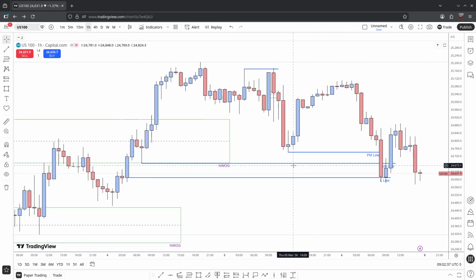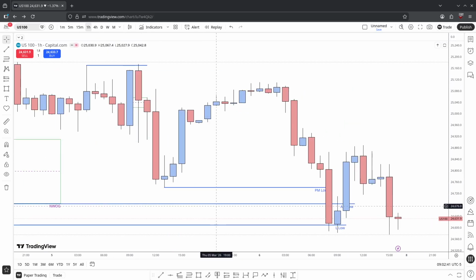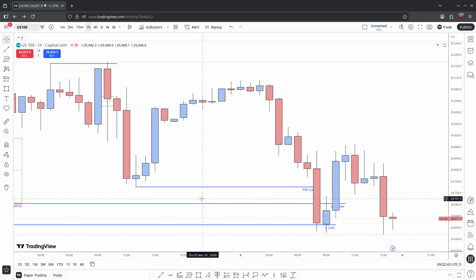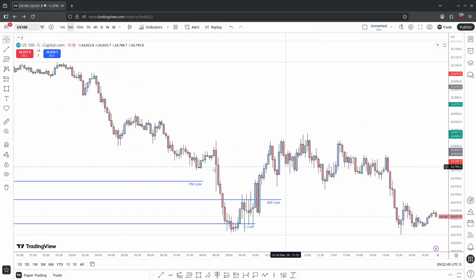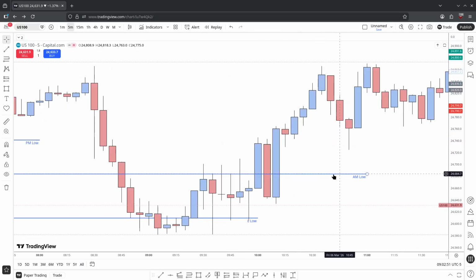So not something I like because of the bodies. But let's look at the setup. Let's go down. Let's look at it. Let's see what price did right there. So 10 a.m. You would come down to 10 o'clock.